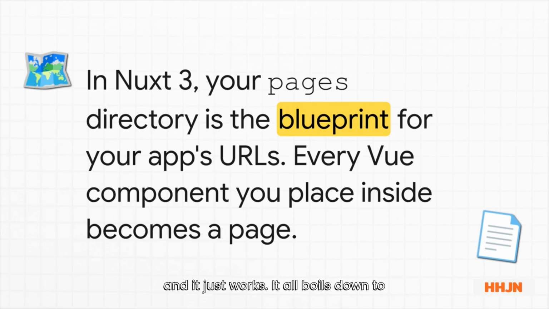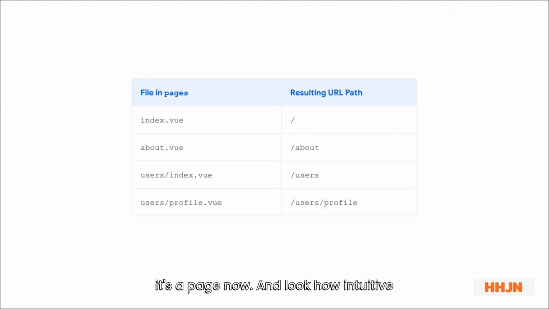It all boils down to this, the Pages directory. The second you create this folder in your project, it becomes the absolute source of truth for all your URLs. Every single Vue component you drop in there, boom, it's a page now. And look how intuitive this is. You make an about.vue file, you get an about URL. You make a users folder and put a profile.vue file inside, you get users/profile.